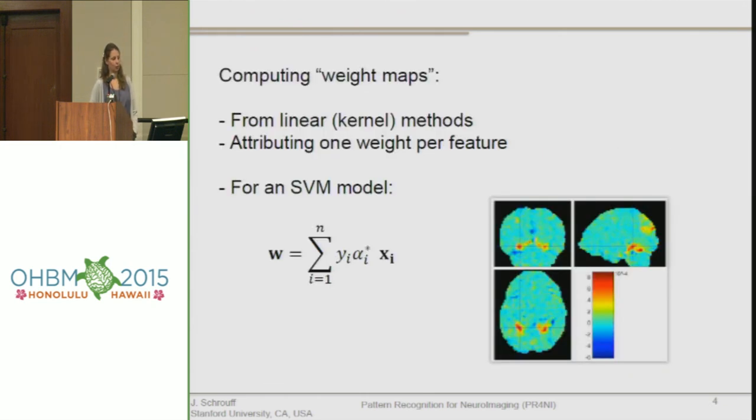Anil has shown you that we can compute weight maps. So from linear methods, either kernel or not, they end up attributing one contribution per feature that you enter. If you have an image, as in most cases, you might end up with one weight per voxel and build what we call a weight map. So you see here I put the mathematical solution, but basically what you end up with is one weight W per voxel. And this is an example of a weight map from the Haxby dataset, faces versus buildings, using an SVM classifier, just using the whole brain pattern.